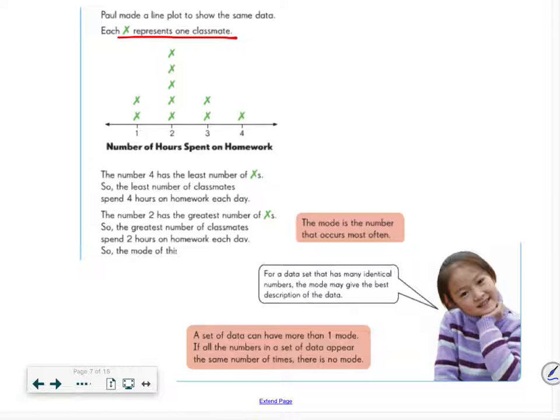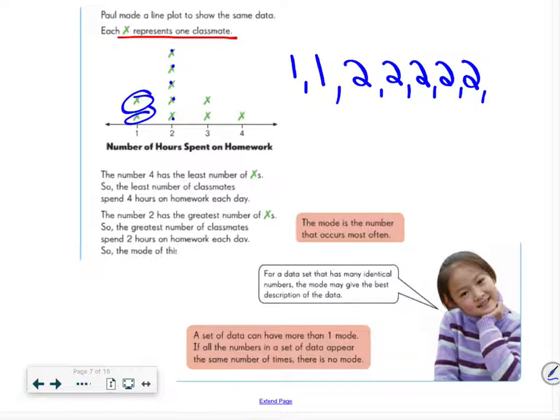So what I'm looking for is how many ones are there? There's 2 ones because 2 kids spend 1 hour. 1, 2, 3, 4, 5 twos. 2 threes. And 1 kid spends 4 hours. Now that I have my data set, I can figure out the mean, median, mode, and range.